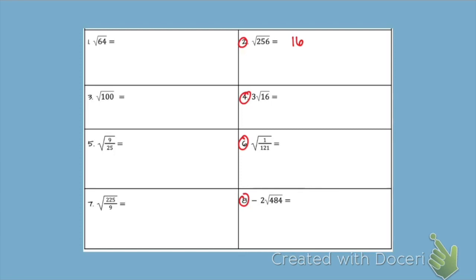Number 4, we're going to start by simplifying the square root of 16, which is 4. So I have 3 times 4, and then my final answer would be 12.